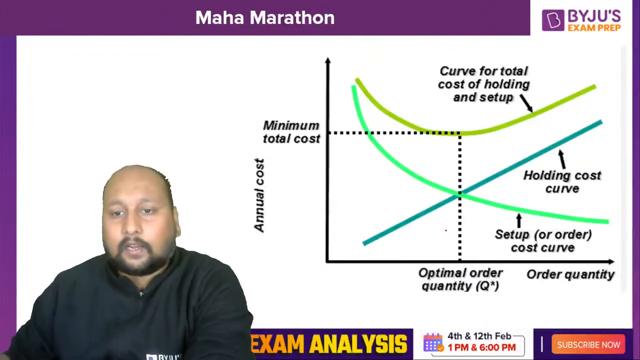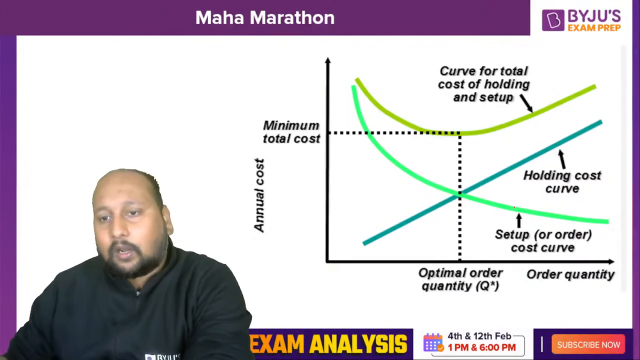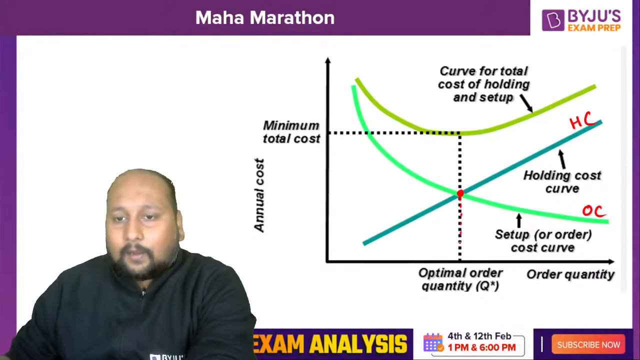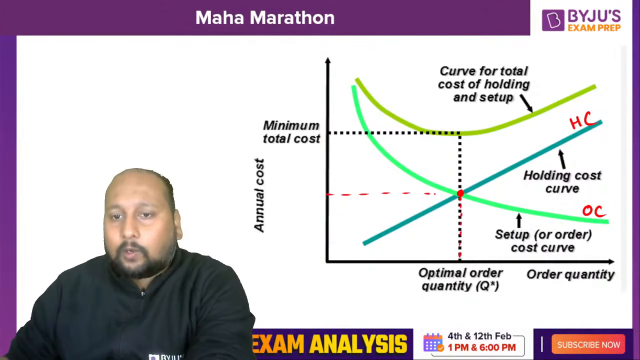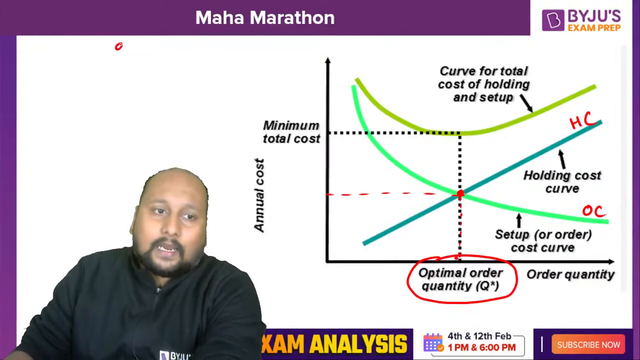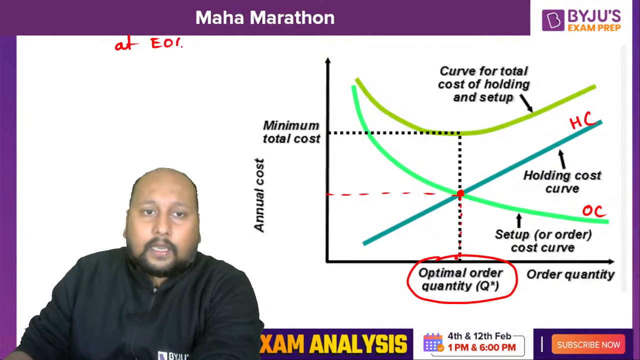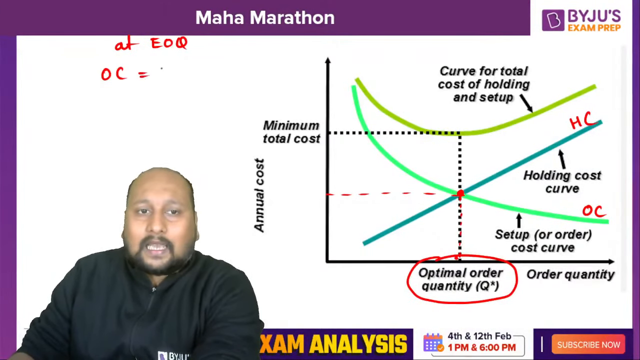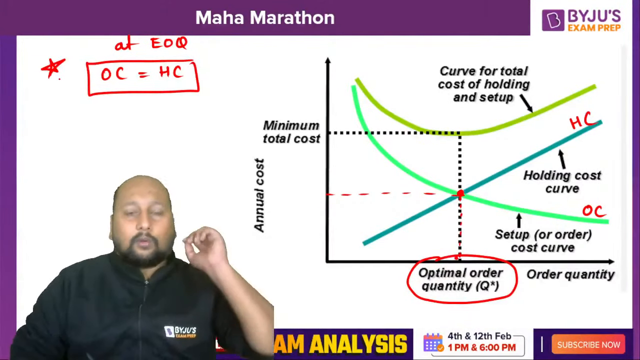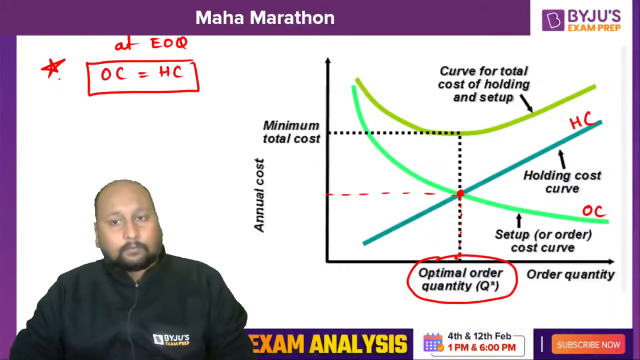If I talk about this graph, this is basically the ordering cost, and this is the holding cost. At this point, when both have an equal value, we have the value of Q star. So at economic order quantity, the holding cost is exactly equal to ordering cost. Very important, because sometimes you get questions directly from this formulation.